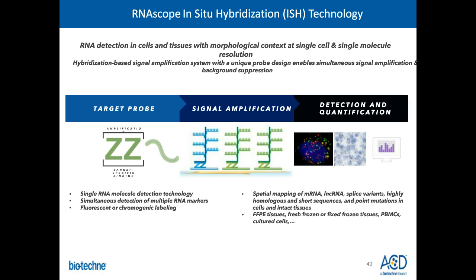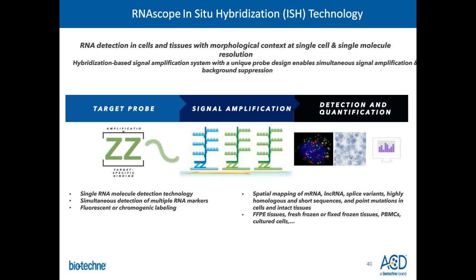This technology can be applied to a wide variety of sample types, including FFPE tissues, fresh, fixed, and frozen tissues, cultured cells, PBMCs, and so on. Additionally, our technology can be applied to different target types like mRNAs, long non-coding RNAs, splice variants, CDR3 sequences on T cells, point mutations, and so on.